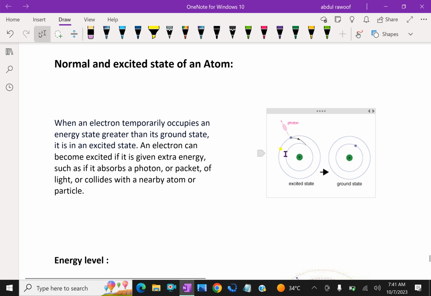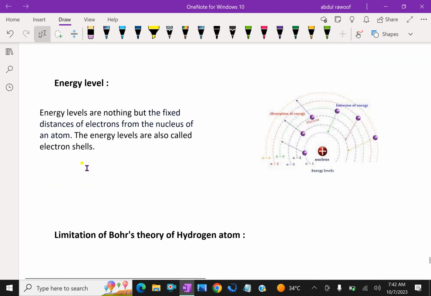Here, look at here, in the excited state a photon is absorbed. Due to that, the electron becomes excited, and after releasing the photon it becomes the ground state. Means the electron comes to its original position, that means the first level. What is an energy level? Energy levels are nothing but the fixed distances of electrons from the nucleus of an atom. Energy levels are also called electron shells. Look at here, these are energy emissions.